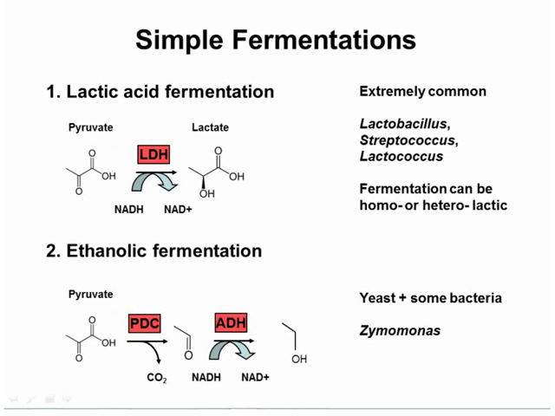Okay, next one. So another possibility for fermentation is you start to go off with pyruvate again, kick off carbon dioxide. This gives you acetaldehyde, and then alcohol dehydrogenase will work on it to give you ethanol. And mostly this is yeast, right? Saccharomyces cerevisiae performs this one. But some bacteria do as well, so you should remember this one. Zymomonas performs ethanolic fermentation.